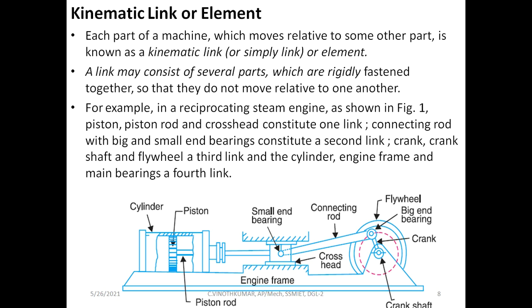In figure 1, there is a reciprocating engine with a piston. The piston rod and a crosshead constitute one link. Connecting rod with a big and a small end bearing constitute a second link. Crankshaft and flywheel constitute a third link, and the cylinder, engine frame and main bearings constitute a fourth link. This is the diagram for the kinematic link or elements.